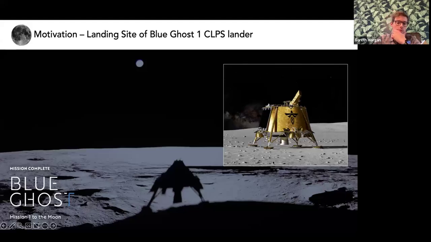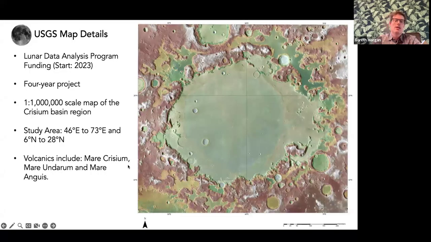The other thing that's of relevance here is that the first successful CLPS lander was in Mare Crisium on the moon, which happened earlier this year with the Blue Ghost Mission 1 from Firefly. Unfortunately, there's not a lot of instrumentation on that. It's not directly relevant to the work we've been doing here, but it's nice to actually have an image taken from Mare Crisium. And also, it adds excitement.